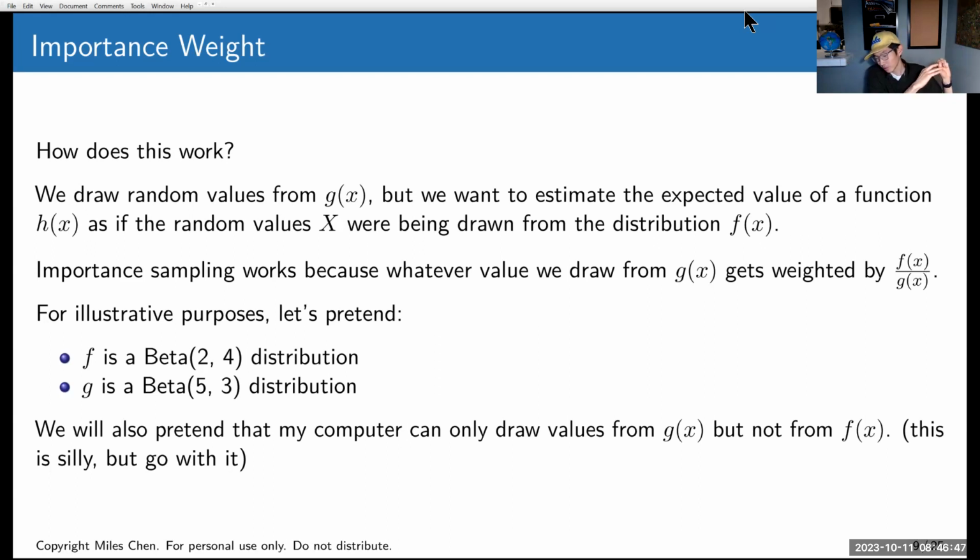But here we're going to say, well, I can't actually even generate values from f of x. We still want to plug our values x into a function and get an average. Where are your values coming from? Well, they're going to come from g of x, which is something else entirely. Can we still estimate our quantity? And the answer is, yeah, I guess so. We generate values from g of x, modify them a little bit, and then plug them into, I guess, a modified function, and we still get an estimate here.